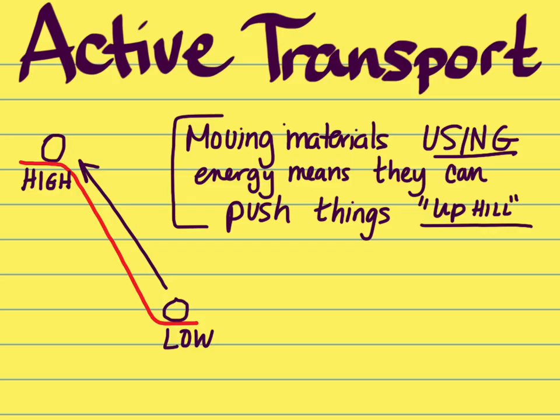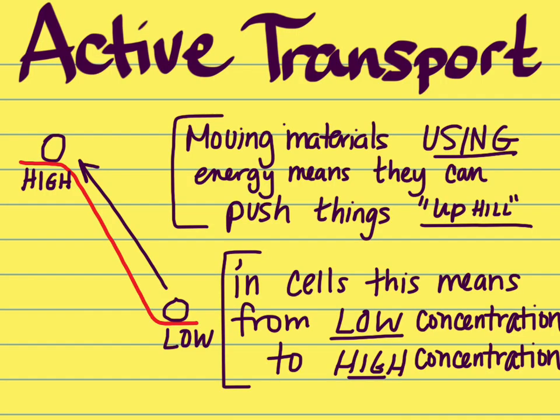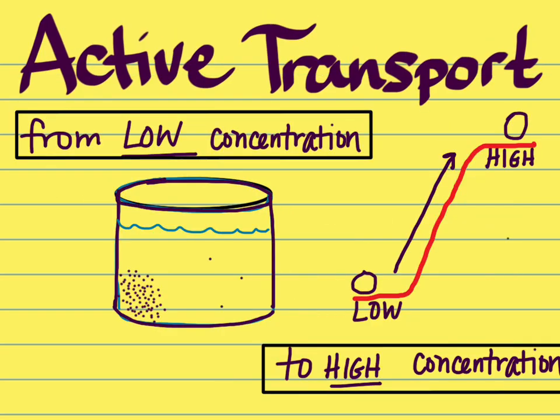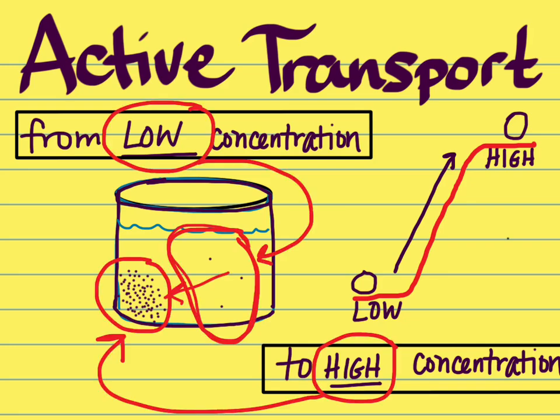So if you're going to move materials and you're going to use energy to do it, that means suddenly you have the ability to push things uphill. And in a cell, this means moving things from an area of low concentration to an area of high concentration. That's a little bit different. So again, if you're using active transport, you can actually take materials from an area of low concentration to that area of high concentration. But it's going to cost you energy.